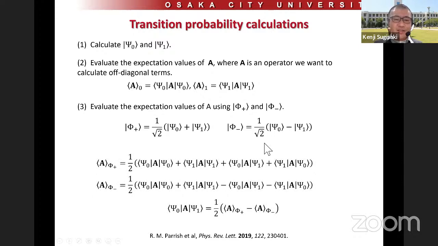If we calculate the expectation values by using this phi plus and phi minus, the measurement outcome can be calculated as shown here. This includes some diagonal terms and off-diagonal terms. The diagonal term has the same sign between these two equations, but the off-diagonal term has the opposite sign. So we can calculate the off-diagonal term by using this equation.